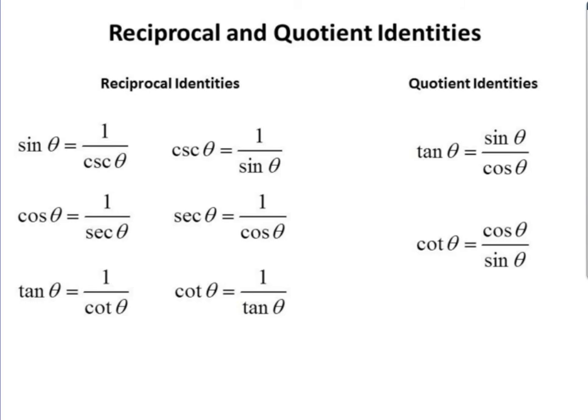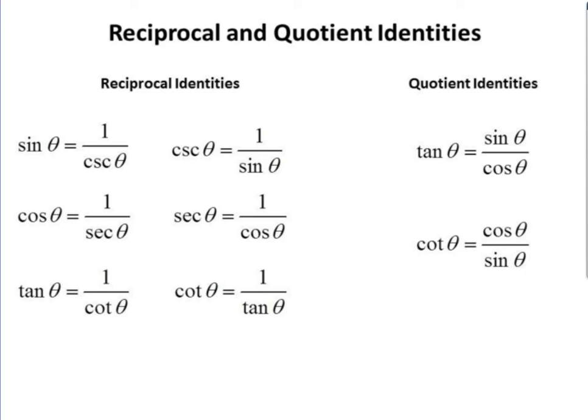So we learned about our trigonometric functions in chapter 4. On this part, we're going to talk about the reciprocal and the quotient identities. Remember, the sine of theta is equivalent to 1 over the cosecant of theta. Cosine of theta is equal to 1 over the secant of theta, and tangent of theta is equal to 1 over cotangent of theta. We can do the same thing backwards, so cosecant is just 1 over sine, secant is 1 over cosine, and cotangent is 1 over tangent.